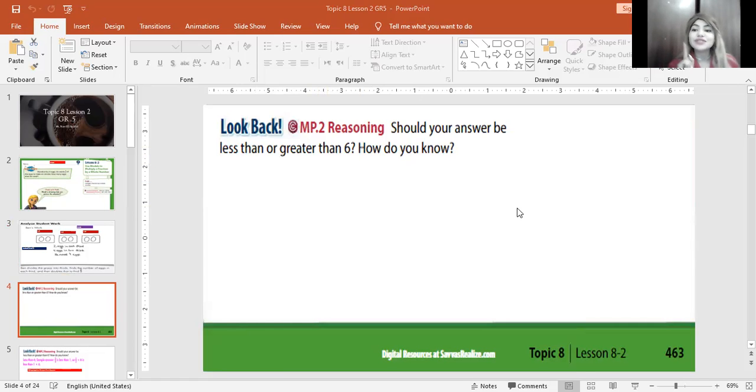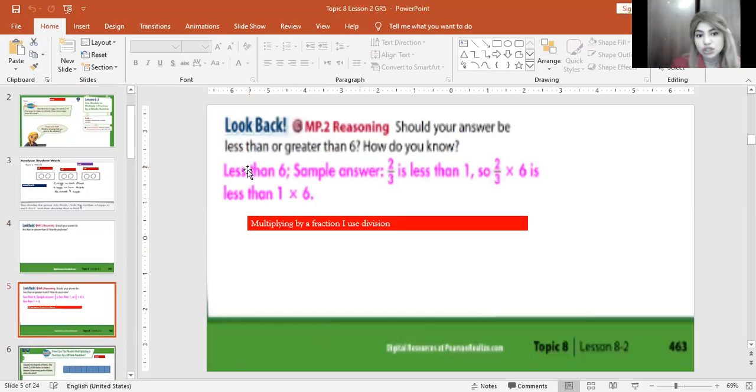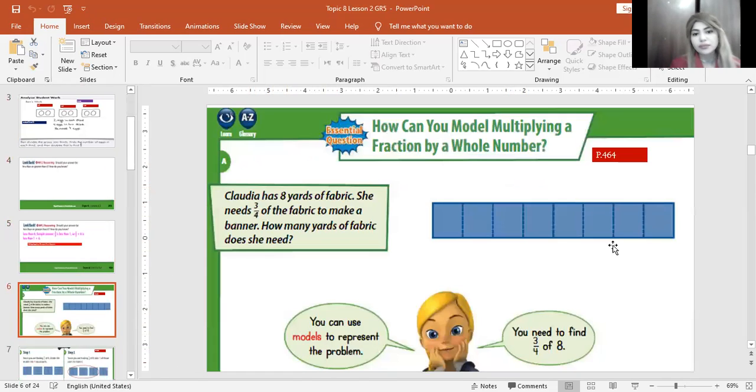So I use division. When I use division, the number is smaller. So that's how I know that it is smaller. So the answer is less than 6. 2/3 is less than 1. So 2/3 multiply 6 is less than 6, because also multiplying by a fraction, I use division. So this was page 463.